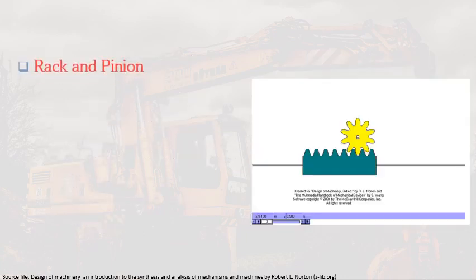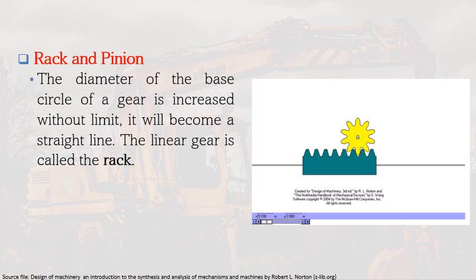And then we have the rack and pinion. If the diameter of the base circle of the gear is increased without limit, it will become a straight line. So the linear gear is called the rack. So this will be the rack, this linear gear, and then this will be our pinion. So that's why we have rack and pinion.